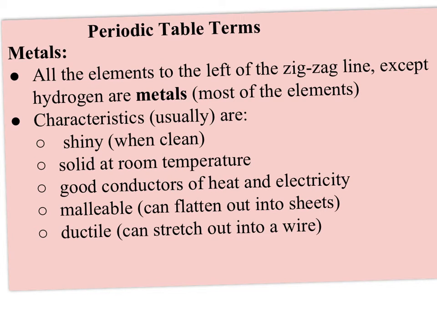Another pattern you should be aware of is that there's a zigzag line that some periodic tables show, and it's way over to the right side, so most of the elements lie to the left of that line. A few of them lie to the right. The ones lying to the left of the zigzag line are considered to be metals, except for hydrogen, which also ends up on the left side in family 1A. Characteristics of metals are that they're usually shiny when clean, they're solids at room temperature except for mercury, and they're good conductors of heat and electricity. They can easily be flattened into sheets or drawn out into wires, which we call malleable and ductile.